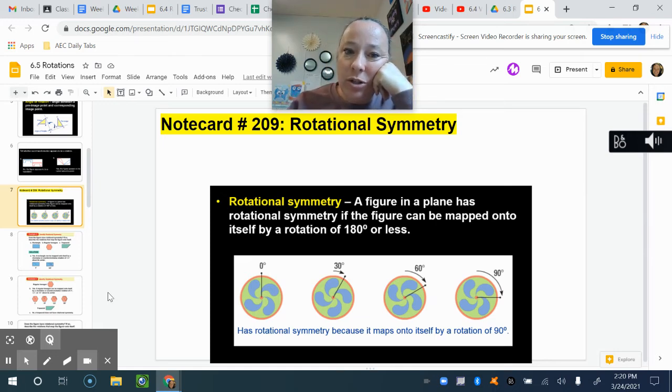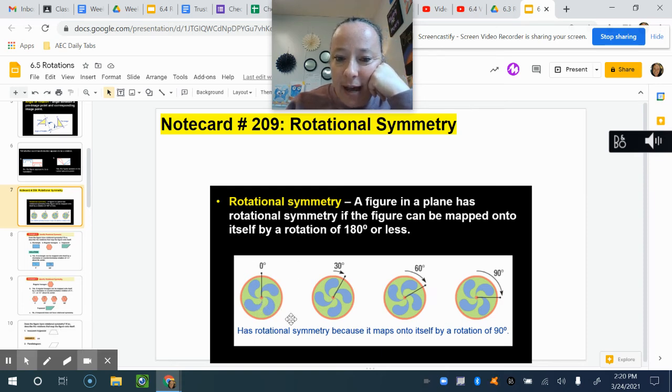And so this is note card 209. Go ahead and write this definition down. And you don't have to draw those pictures, but just have that written down. Pause me and finish up note card 209.